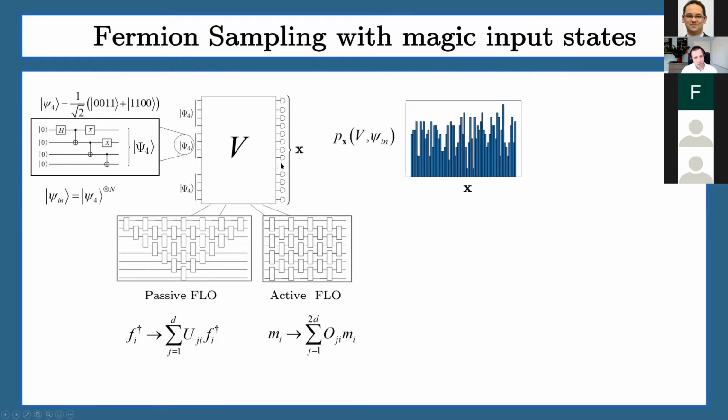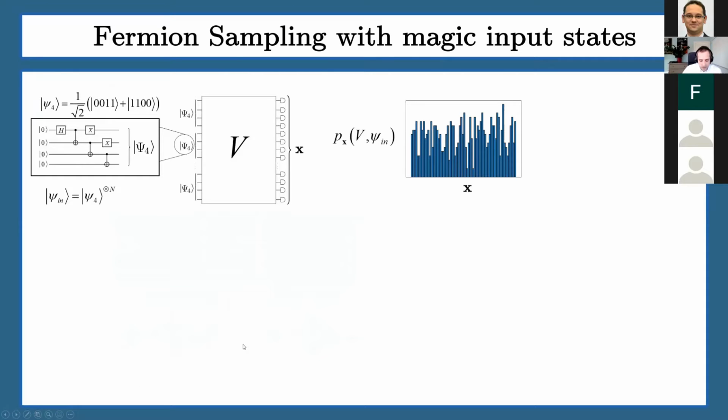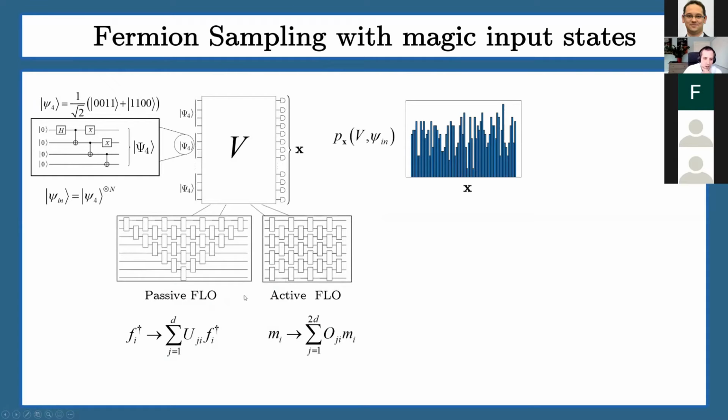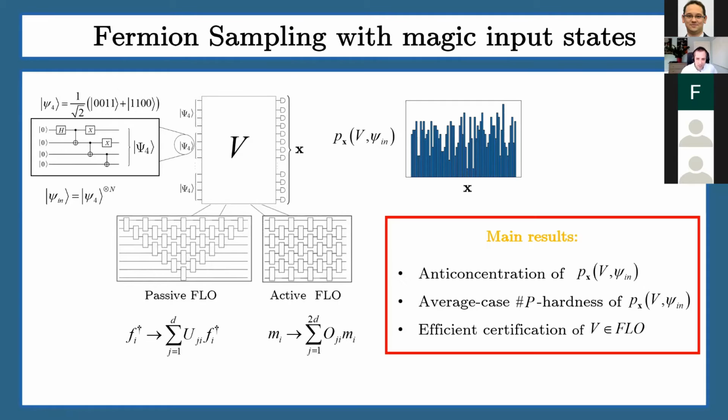You put them into this fermionic circuit that can be either passive fermionic linear optics or active fermionic linear optics. I will be commenting on that later. And you sample from the probability distribution that you have in the output. And the claim is that the hardness guarantees that we were able to prove about the scheme that I will be describing to you later on are comparable to hardness guarantees that people can attain for, for example, random circuit sampling.